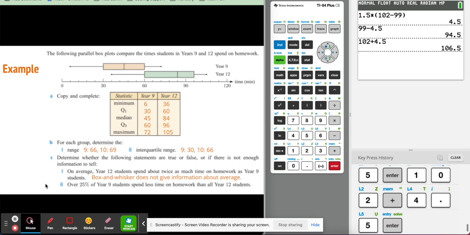Second observation: over 25% of grade 9 students spend less time on homework than all the grade 12 students. Okay, 25% of grade 9s. Well, each of these sections here represents 25% of grade 9. We notice that from the minimum all the way to Q1 at 30, this represents 25% of grade 9s. And it is true that 25% of them do spend less time on homework than all of the grade 12s. So for this statement, it is true.